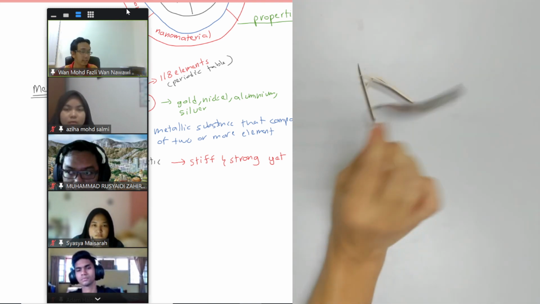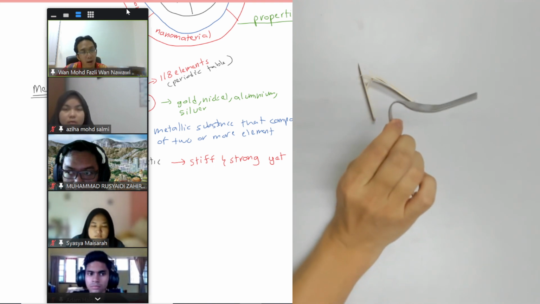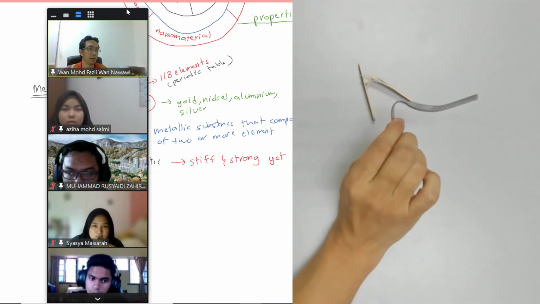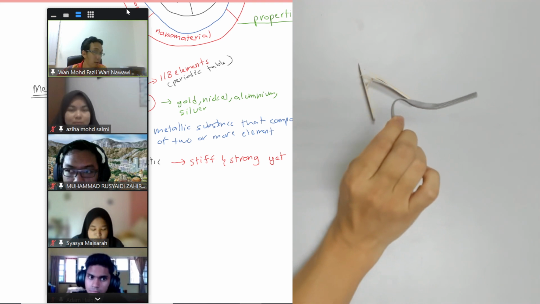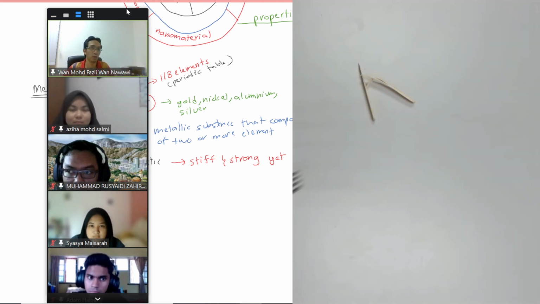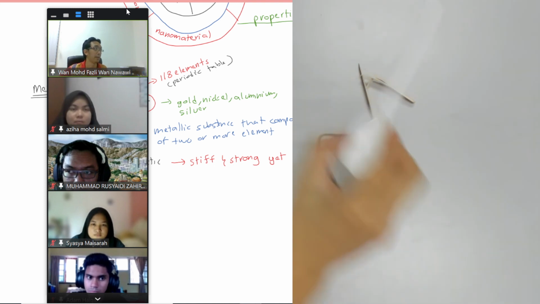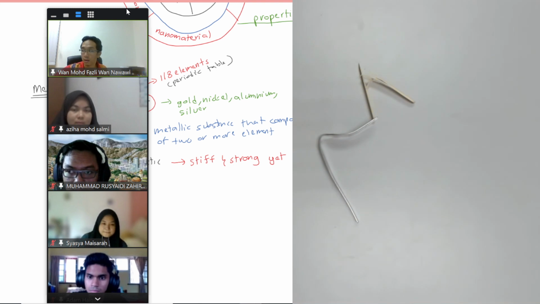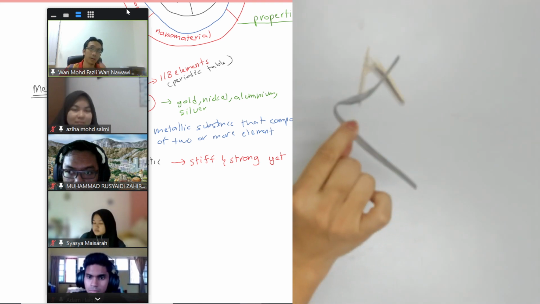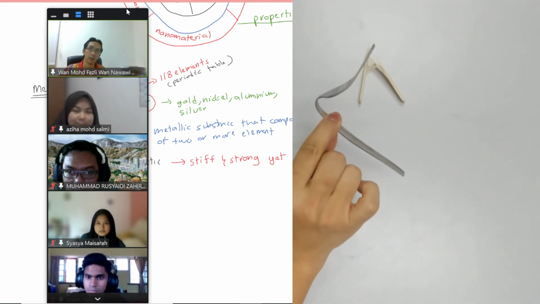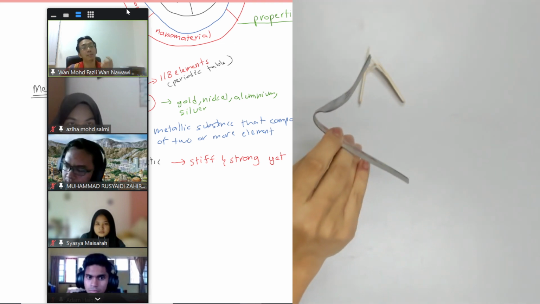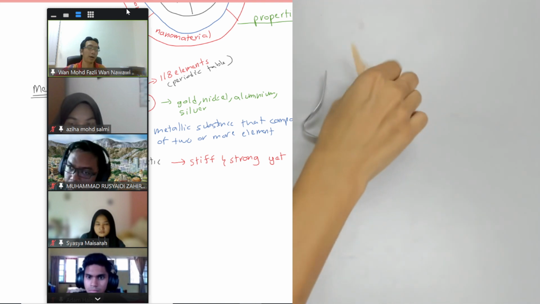Metal is ductile. That's the reason why metal has widespread use in engineering construction, because we want something that is strong, something that is stiff, that is not brittle, but is ductile. When it's ductile, it's able to deform a little bit. It's not like it breaks straight away like this.